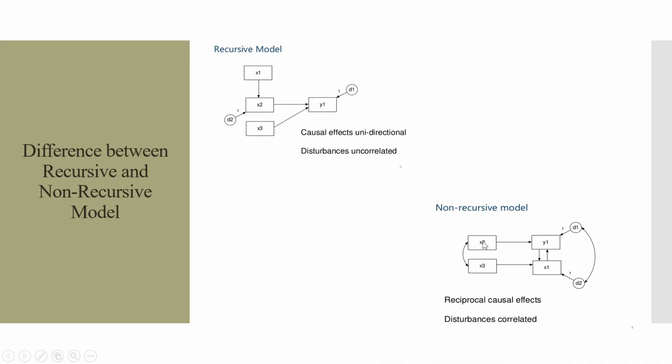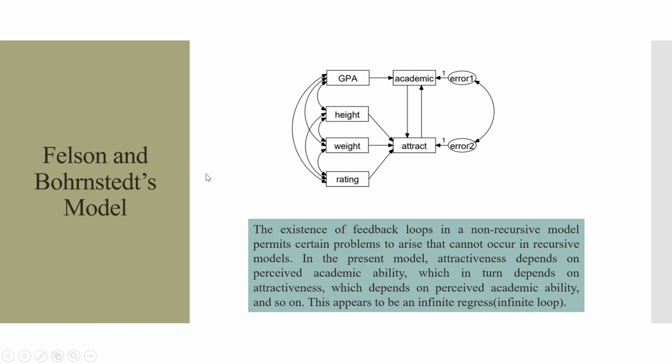When we talk of a non-recursive model, reciprocal causal effects are there. X1 is affecting Y1, Y1 is affecting X1. So there is a loop which is going on. Moreover, the error terms, the disturbances, are correlated. D1 and D2 are correlated.